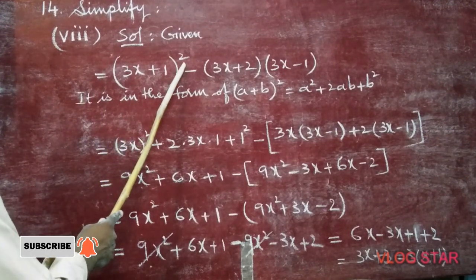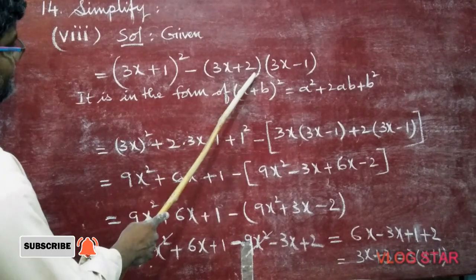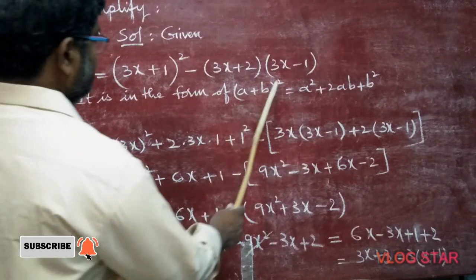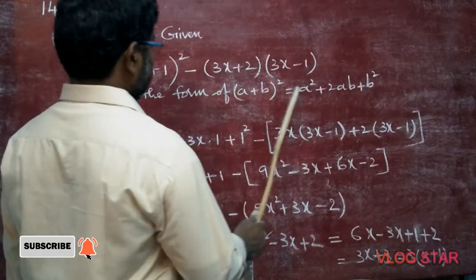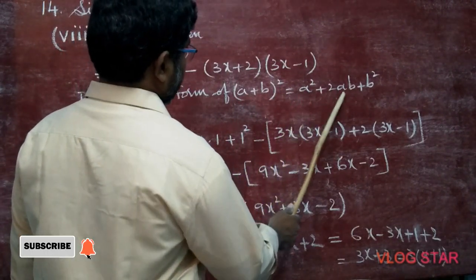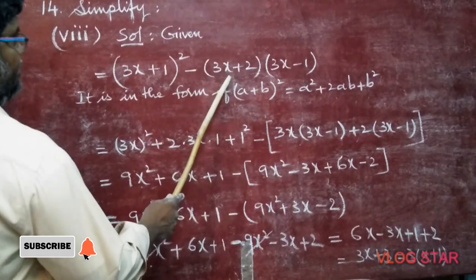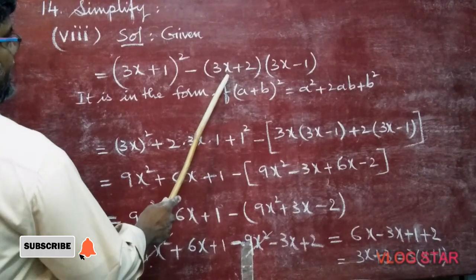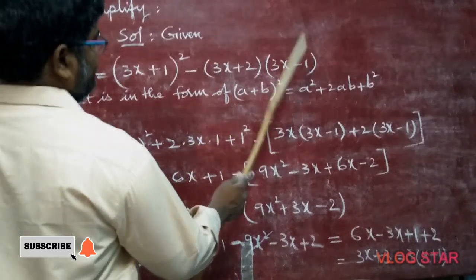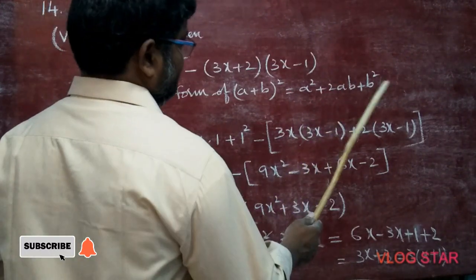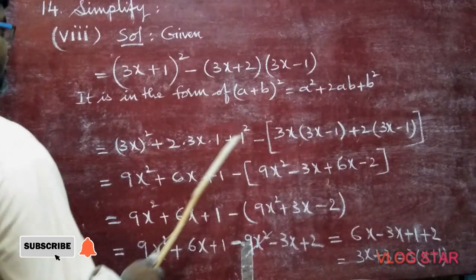Fourteenth problem, 8th bit. (3x+1)² − (3x+2)(3x−1). The first term is in the form of (a+b)², that is equal to a² + 2ab + b². And for the second one, if you want, you can use this special product also: (x+a)(x+b) is equal to x² + (a+b)x + ab. You can use that formula also.